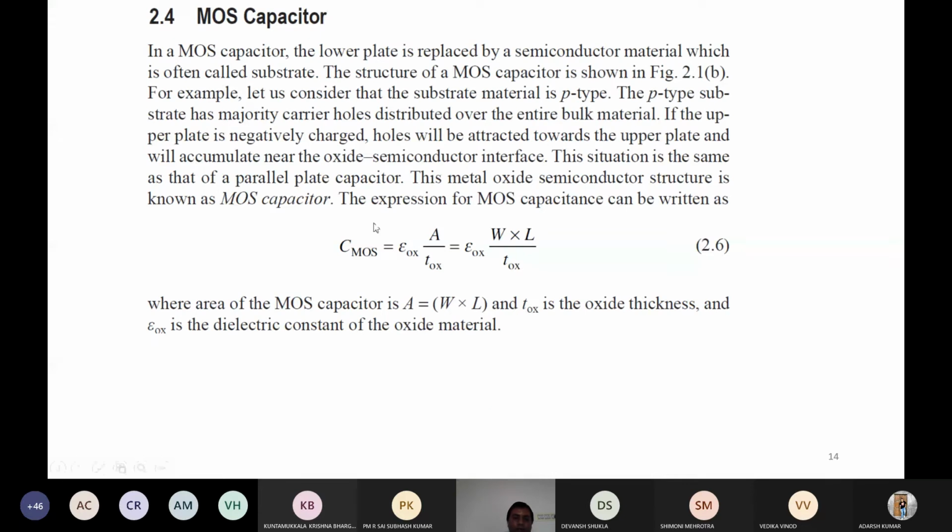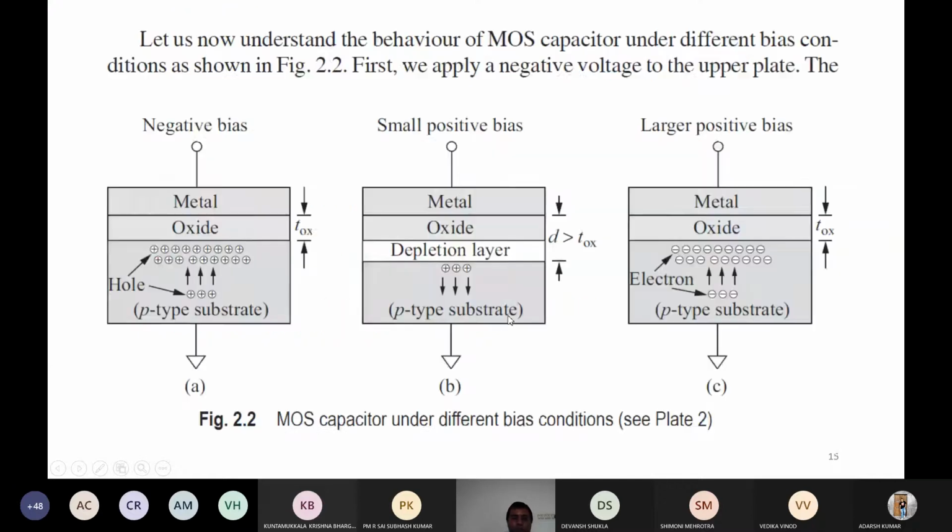For this MOS capacitor which we have introduced, the capacitance is epsilon OX, the dielectric permittivity of the dielectric, times A by TOX, where A is the area of the plate, basically W into L, divided by TOX. This is the basic of the MOSFET. So let us understand the operation of this MOS capacitor.